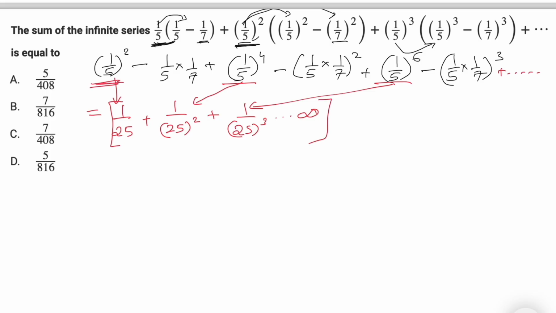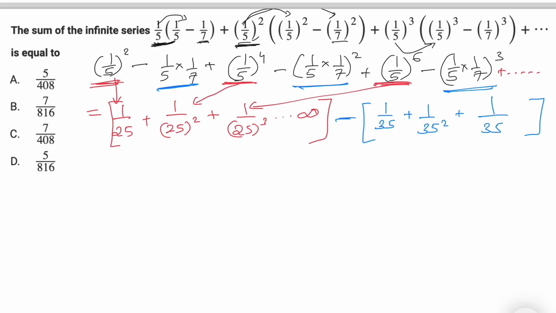We club these terms together, the powers of 1 by 5, and that generates a new series, right? If you now look at the other terms, minus sign outside, all these terms have minus sign. Minus 1 by 5 into 1 by 7, minus 1 by 5 into 1 by 7 square, minus 1 by 5 into 1 by 7 cube. This is another series, right? I'll indicate it in blue. 1 upon 5 into 1 upon 7 is 1 upon 35. 1 upon 5 into 1 upon 7 the whole square is 1 upon 35 the whole square. Similarly, 1 upon 5 into 1 upon 7 the whole cube is 1 upon 35 the whole cube.